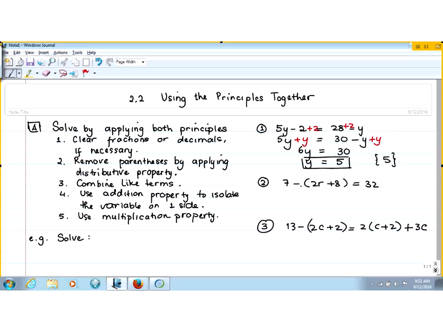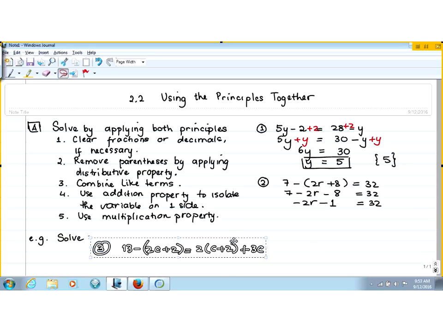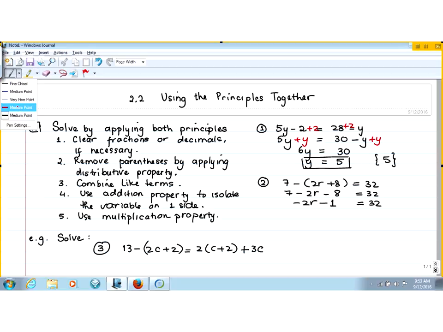So, how do you do number 2? Yes, so you're at 7 minus 2r minus 8 is equal to 32. So I'm going to combine like terms first on each side. 7 minus 8 is what? Negative 1. So negative 2r minus 1 is 32. Okay, I have to move this, I guess.